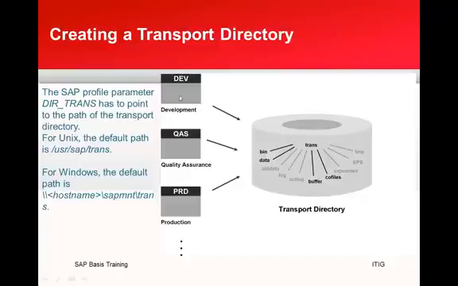Now here you can see this is your dev system, quality system, and the production system. You can have multiple other systems as well, but for simplicity I have just taken these three systems. And this is your transport directory. You can see that it's a central transport directory for all these systems which are part of the domain.